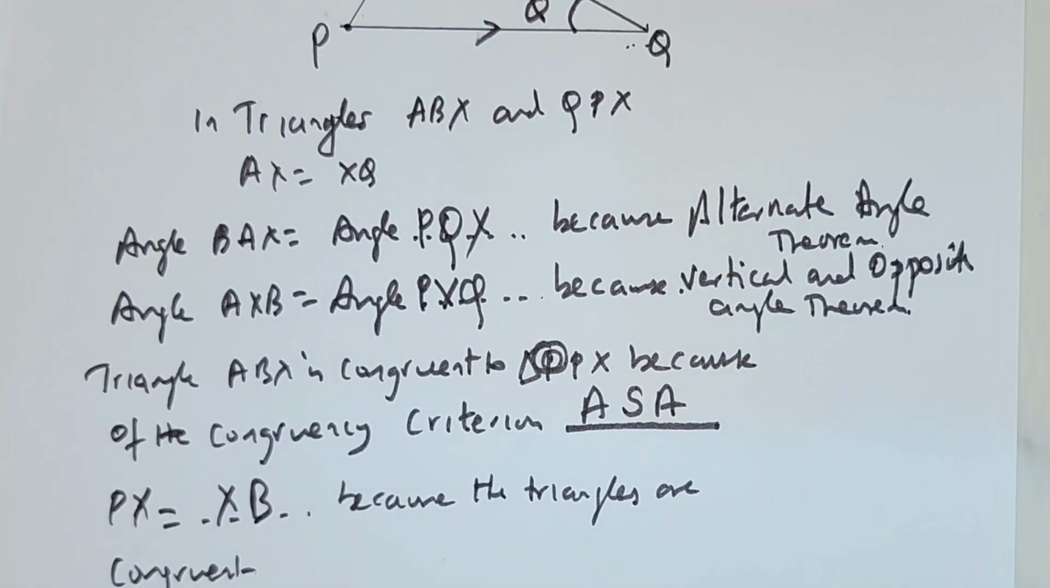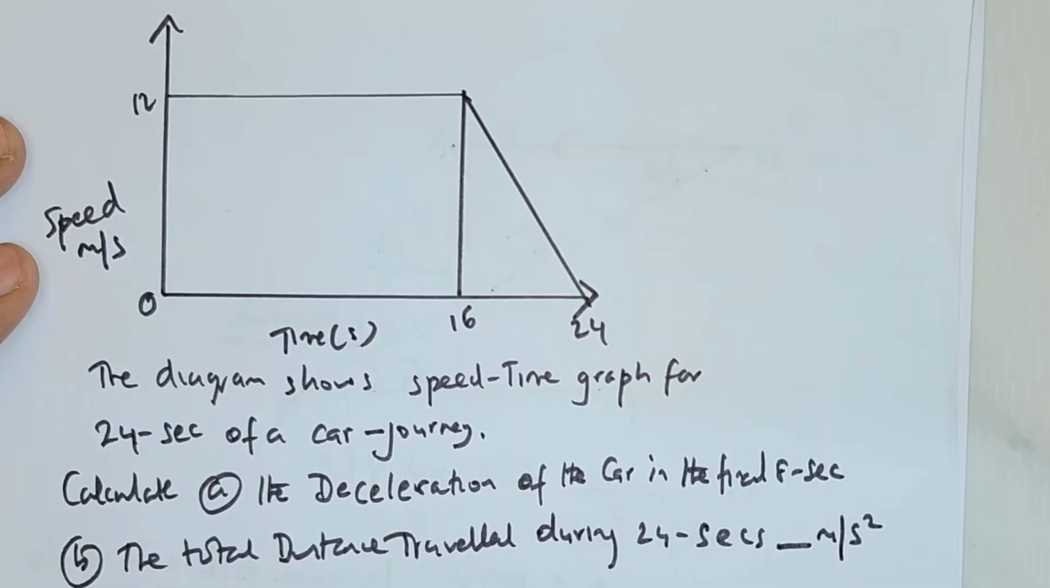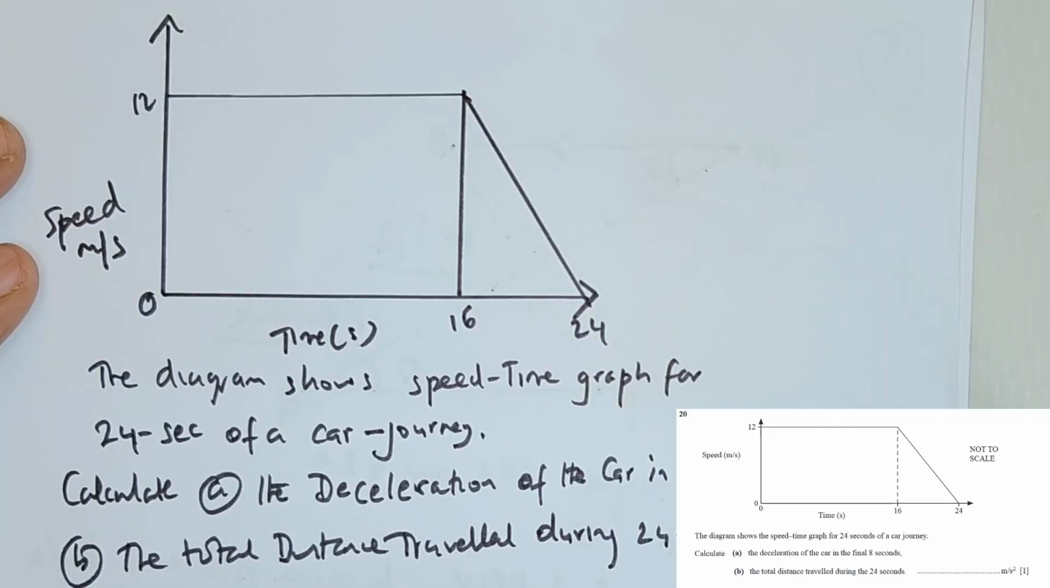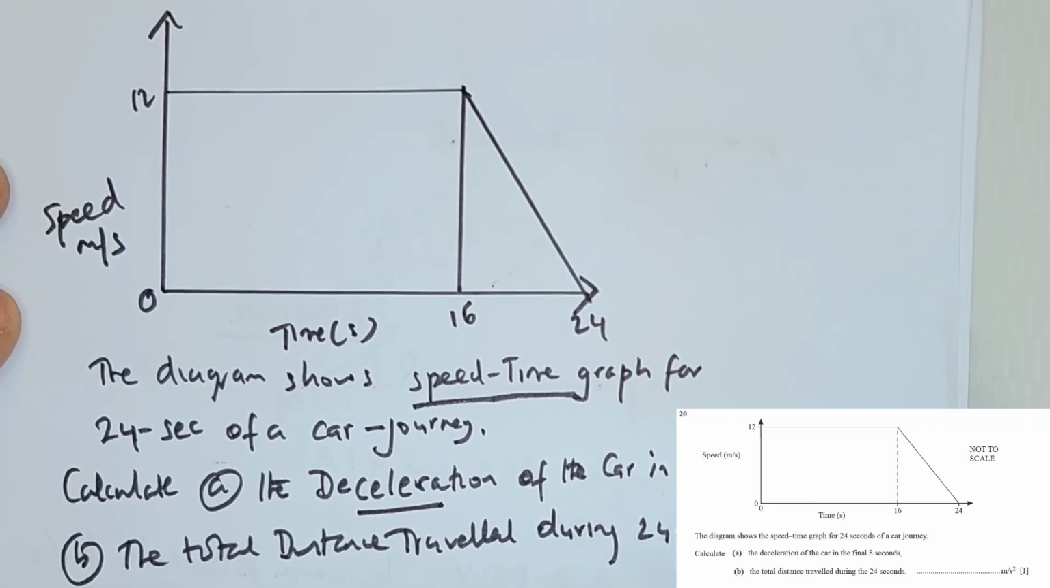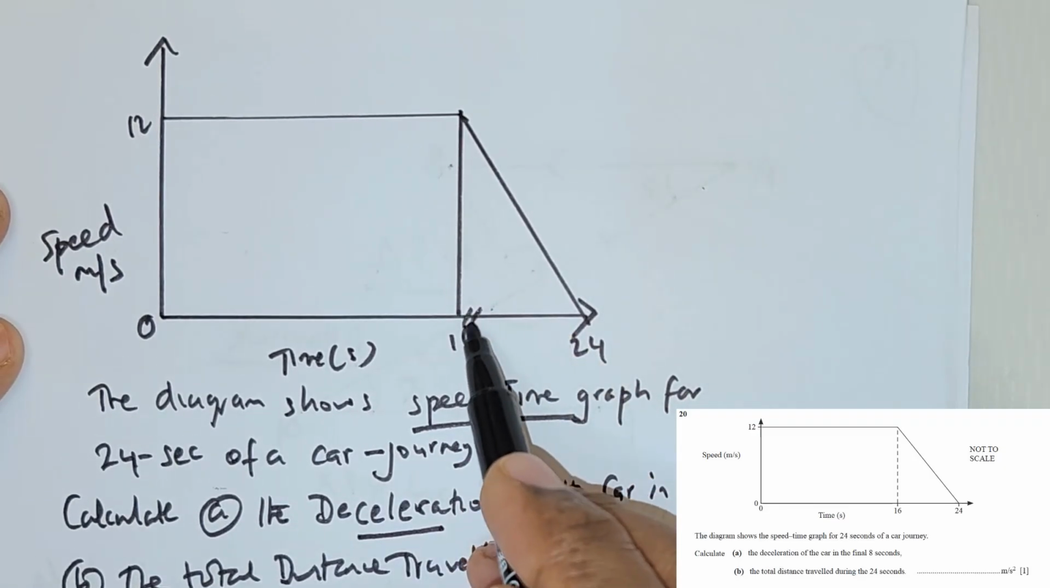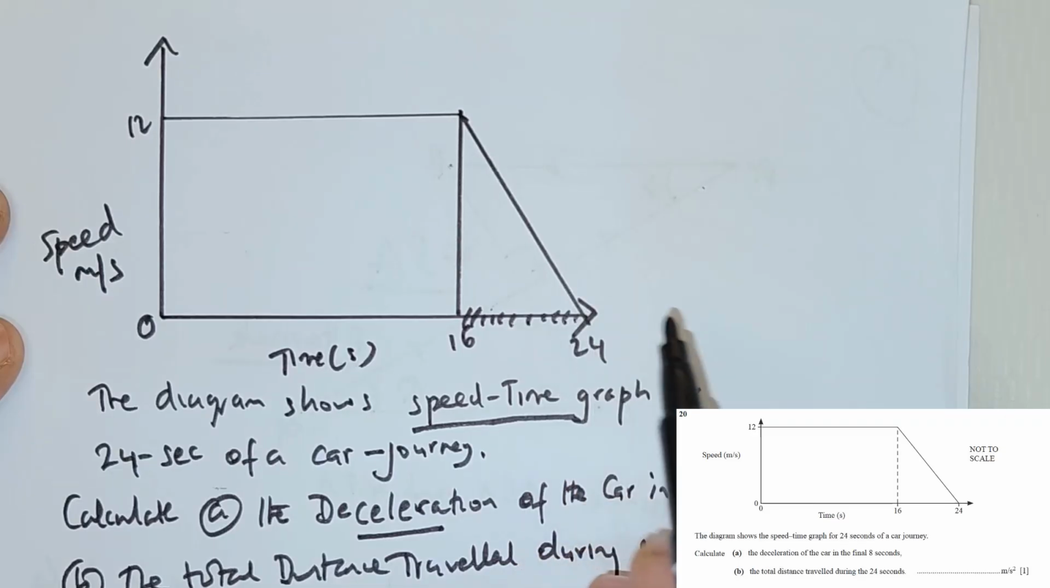So that is the solution for this question. Students, this is the question we've been given: a speed-time graph for 24 seconds of a car journey. We are expected to calculate the deceleration of the car in the final 8 seconds. So this is the region we need to find.